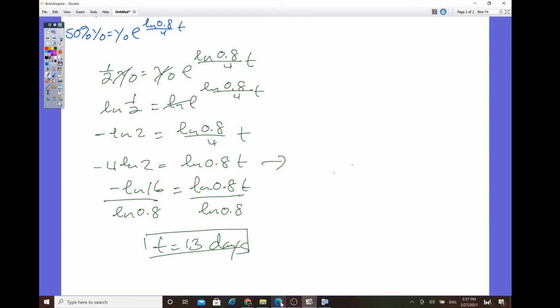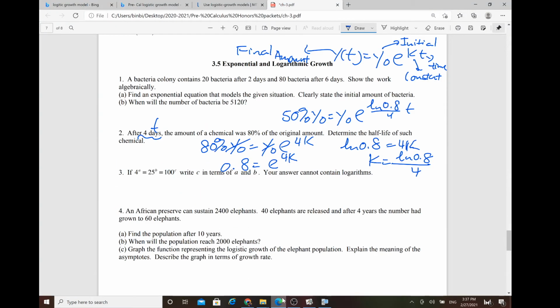Okay, so now back to the template. This one is something I want you to think about. Write C in terms of A and B. The hint is you probably want to rewrite it. 4 to the power of A is like 2 to the power of 2A. 25 to the B would be 5 to the power of 2B. And 100 to the C would be 10 squared C. Solve for C in terms of A and B without the logarithmic form. So think about it.